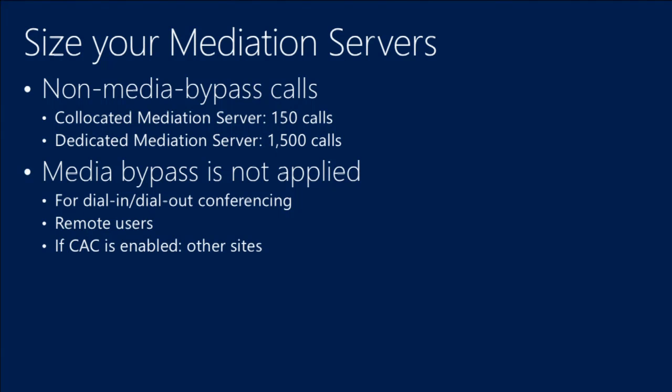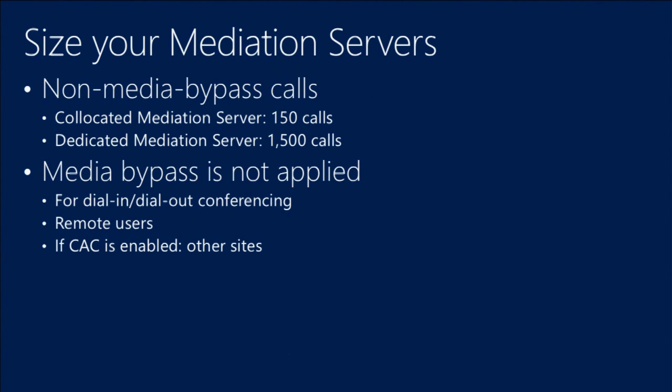Remote users. If a user connects over the edge server, there's no media bypass. All the media goes to the edge server, from the edge server to the mediation server, and then the mediation server processes it, and only then it goes to the next hop. Also, if you apply call admission control, we will be talking about call admission control in a later slide. It enables you to control how much bandwidth Link can consume. If you enable call admission control and users are sitting in other sites than the mediation server, then media bypass will not be applied.